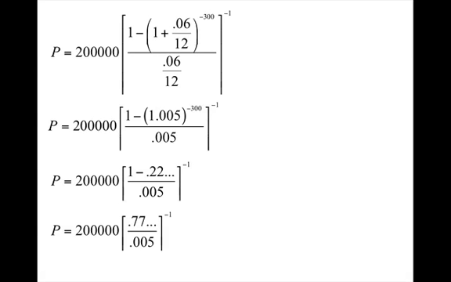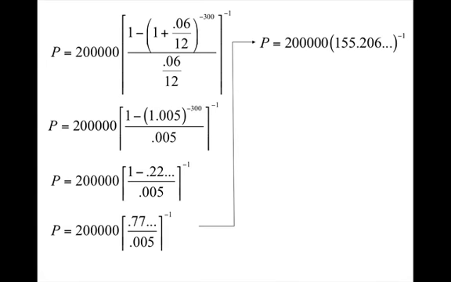Now either divide by 0.005 or divide by, open a parenthesis, type in 0.06 divided by 12 and close your parenthesis, and hit equals, and you get 155.206. Now raise that to the -1 power, or press your reciprocal key, and you get 0.0064. Multiply this by the 200,000, and you get 1,288.6028.